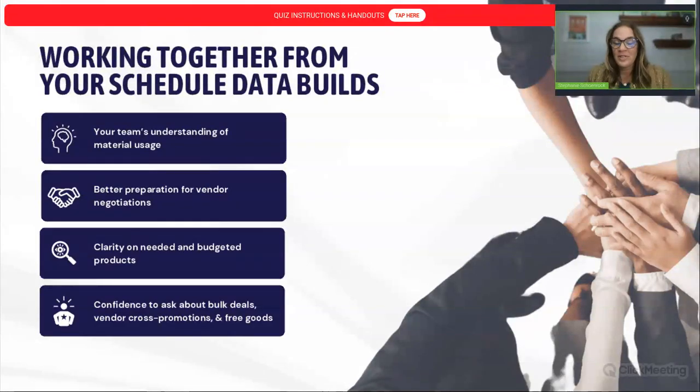Working together from your schedule data also builds your team's knowledge of the practice, and it helps cross-train people in different areas, which I think is just one of those passive benefits that you don't realize you're acquiring more information about your practice until it's happening, and then all of a sudden it's just populated in your brain cells. So your whole team gains an understanding of material usage.